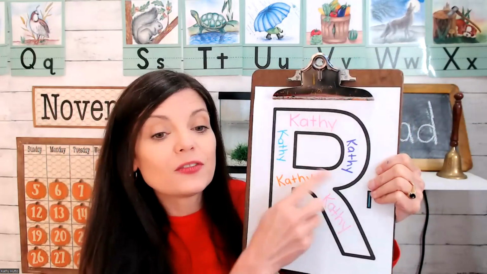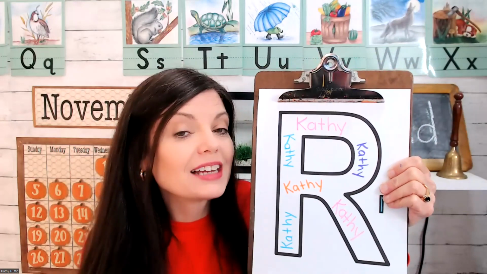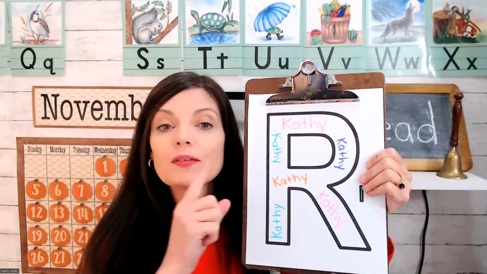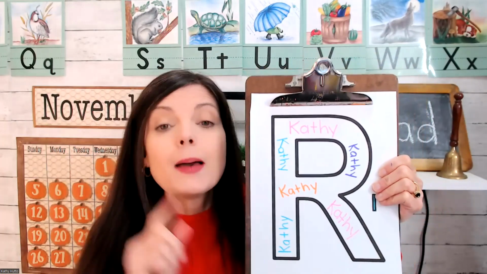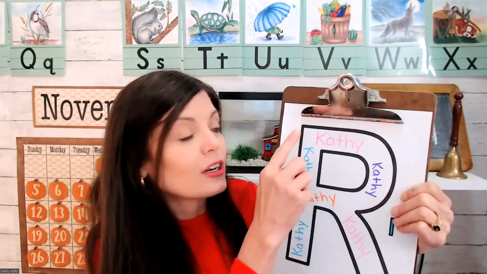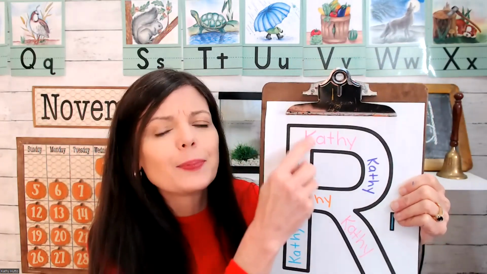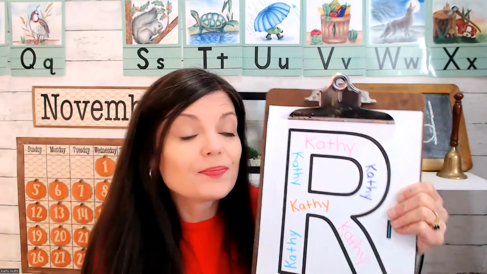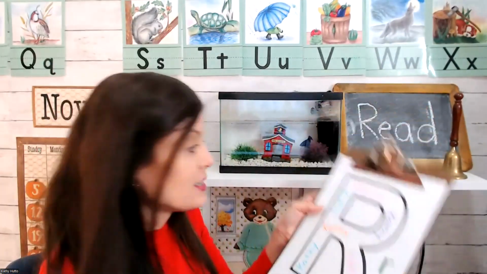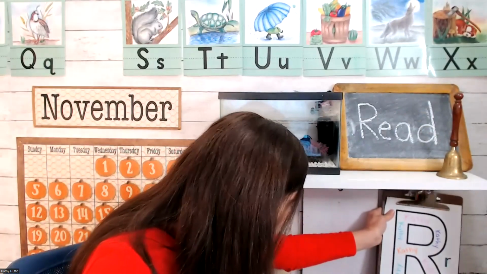You can use some different color markers or crayons if you like to. That's probably one of the first words that you'll learn how to read is your very own name. Make sure that the first letter is a big uppercase capital letter and all the other letters should be lowercase. So that's an idea for decorating your letter R today.